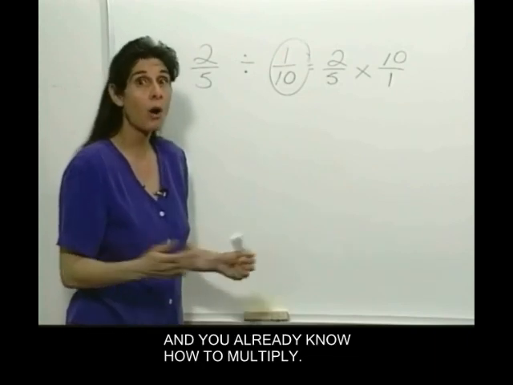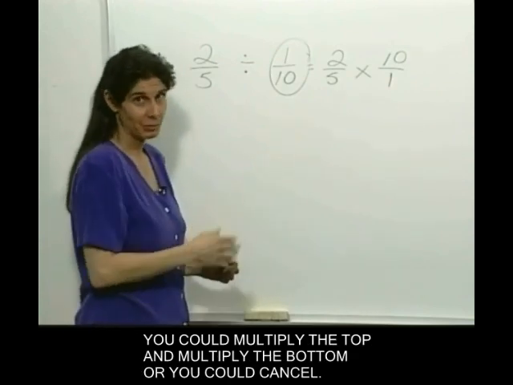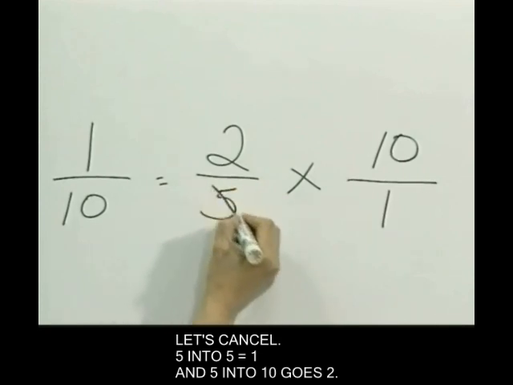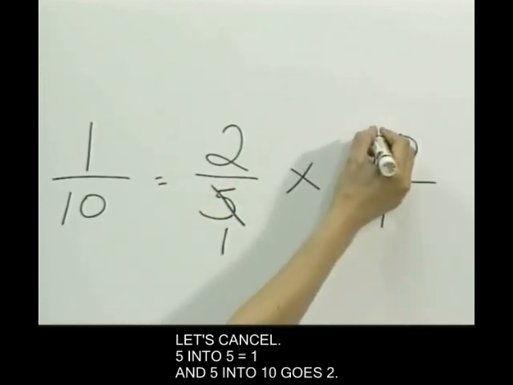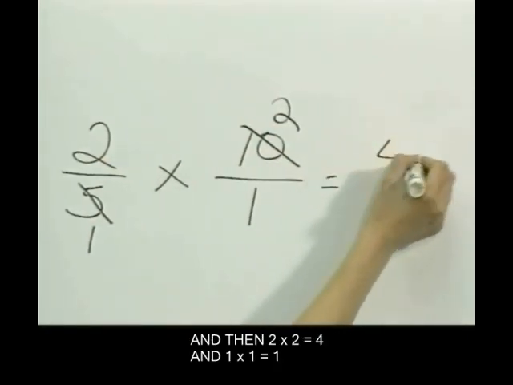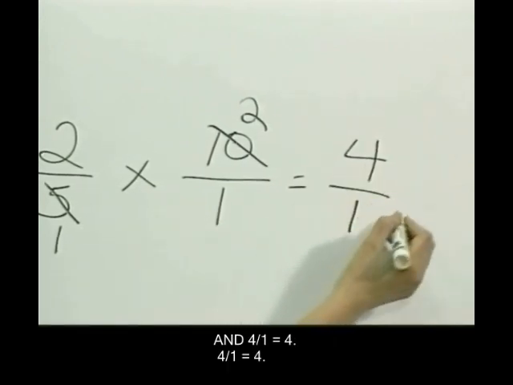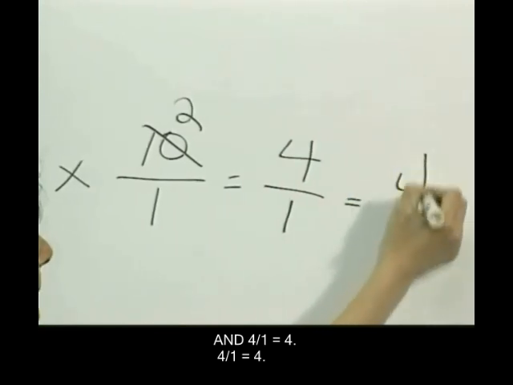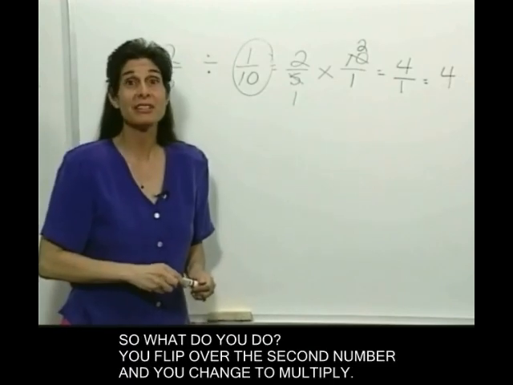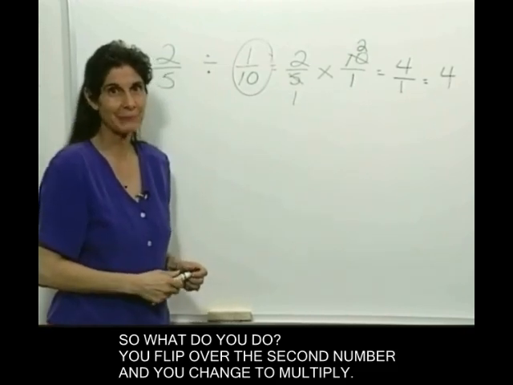And you already know how to multiply. You could multiply the top and multiply the bottom, or you could cancel. Let's cancel. 5 into 5 is 1, and 5 into 10 goes 2. And then 2 times 2 is 4, and 1 times 1 is 1, and 4 over 1 equals 4. So what do you do? You flip over the second number and you change to multiply.